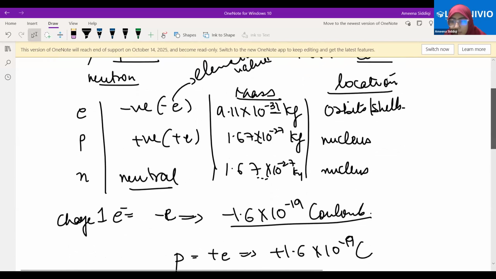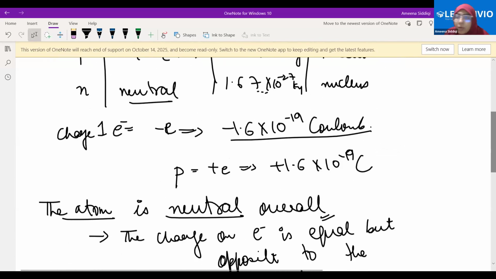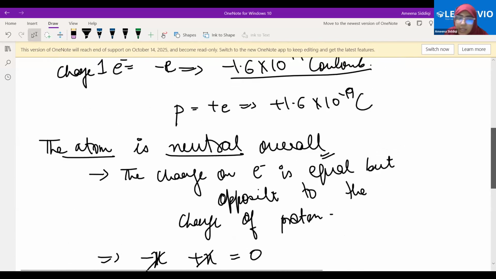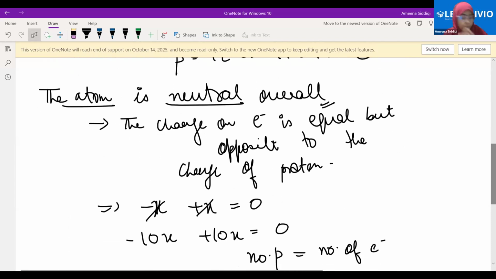Yes. Fine. Moving on to the next point, very important. So the atom is overall neutral. What does that mean? It has charges in the form of electrons and protons, but overall it is neutral. That means it does not have any net charge. Its net charge is zero.